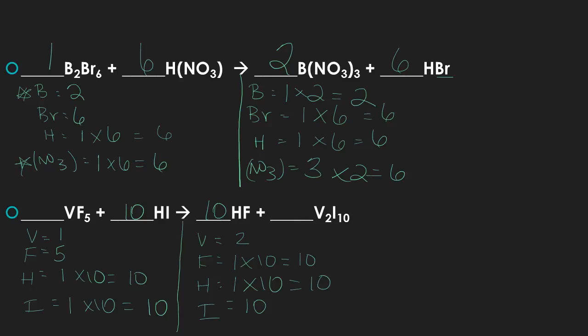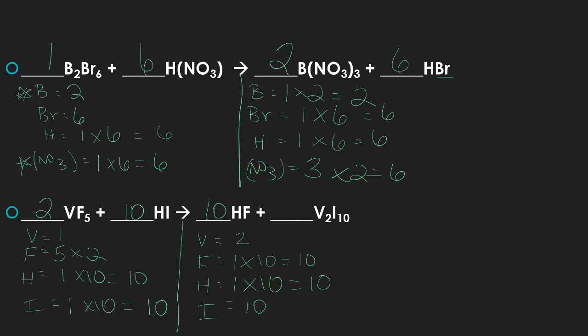So now I have 10 F's and 10 H's on the right. On the left side, I have 5 F's, so that's not good. I have 1 V and 2 V's, so I need to do something over here. I'll start with the 5. I need to multiply it by 2 and put it in the blank up top.